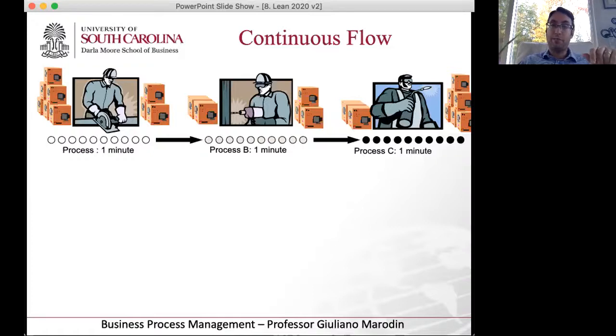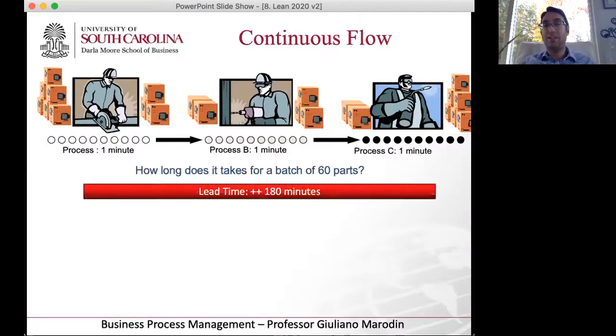So now I transfer to the next one, and then I take one at a time again, 60 more minutes. Then you have the batch of 60, and you take one at a time again, and 60 more minutes there. So at least 180 minutes. And that happened because of transportation batches. That happened because those steps are far away from each other.